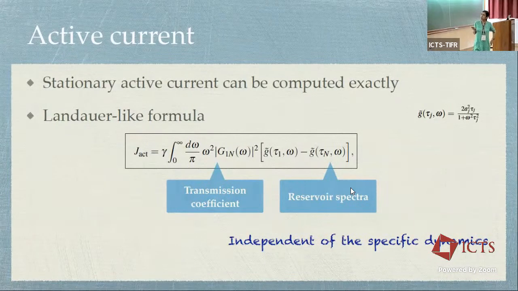Here, this is the transmission coefficient of the linear chain. It doesn't depend on the driving or anything, just the system parameters, the coupling constant, the mass and dissipation. And here is the reservoir spectra. It's actually the difference of the reservoir spectra of the two reservoirs. And again, as I've been pointing out, it's independent of the specific dynamics. As long as it's exponentially correlated, we are fine.